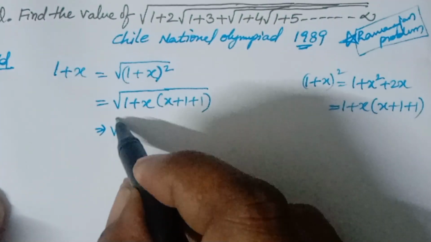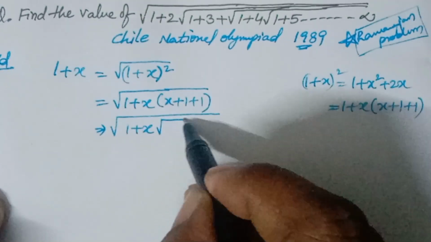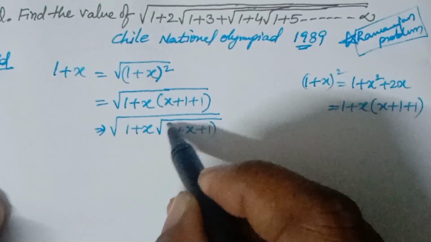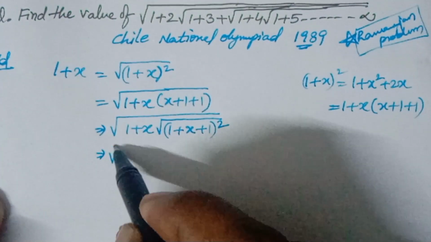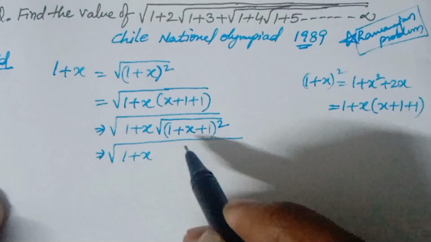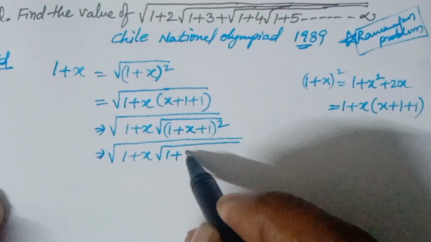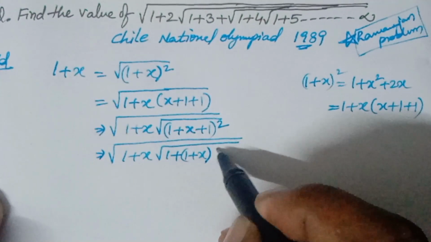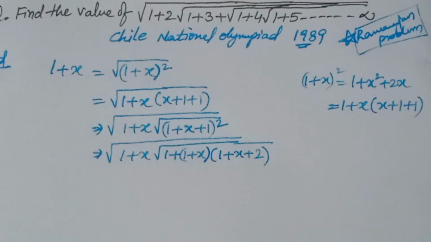So you can write it as square root of 1 plus x times the square root of (1 plus x plus 1) whole square. Again we are taking the square here. This can also be written as square root of 1 plus x, square root of 1 plus (1 plus x) times (1 plus x plus 2).